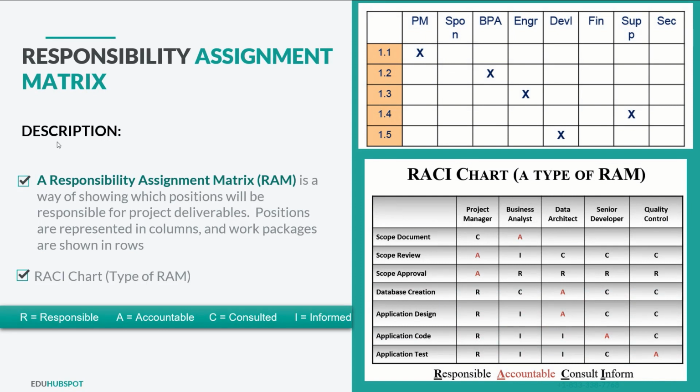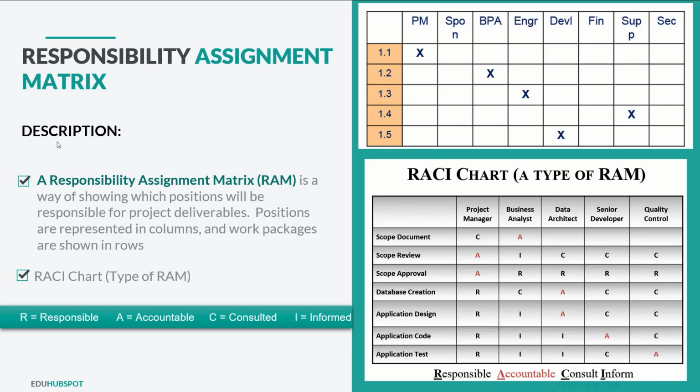RACI chart is basically a type of RAM, which is your responsibility assignment matrix, and RACI is responsible, accountable, consult and inform. So basically what happens is, you have the list of work packages on your left, and if you don't know what work package is, for now think of it as a deliverable. I'll be explaining work packages later in plan the project work, but for now think that these are deliverables. On the left hand side you will have your work packages, deliverables 1.1, 1.2, 1.3, 1.4.